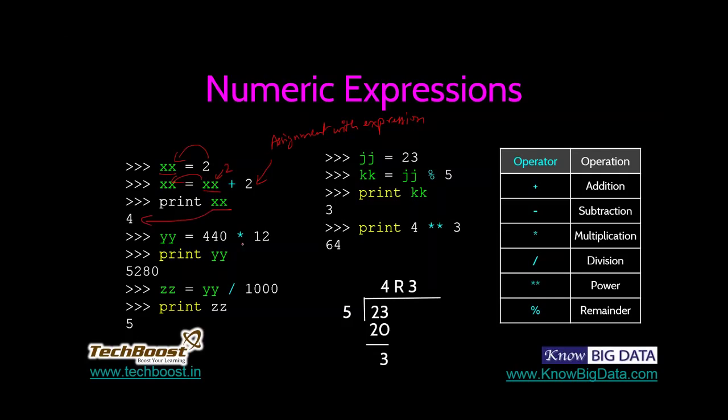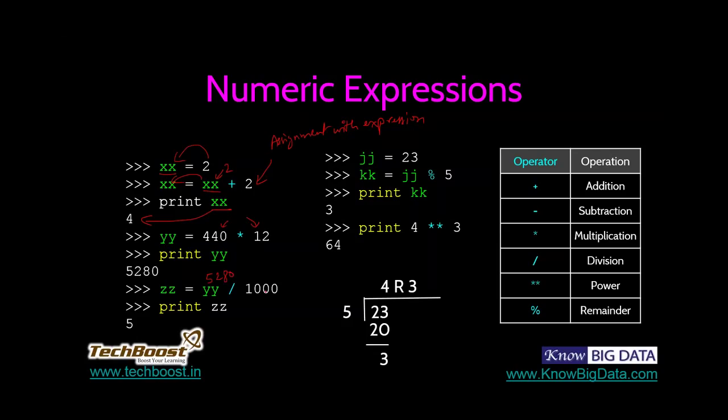This is a similar case with multiplication. In multiplication, these two numeric values are multiplied and stored in y. Division: now what happens in division is y is 5280.